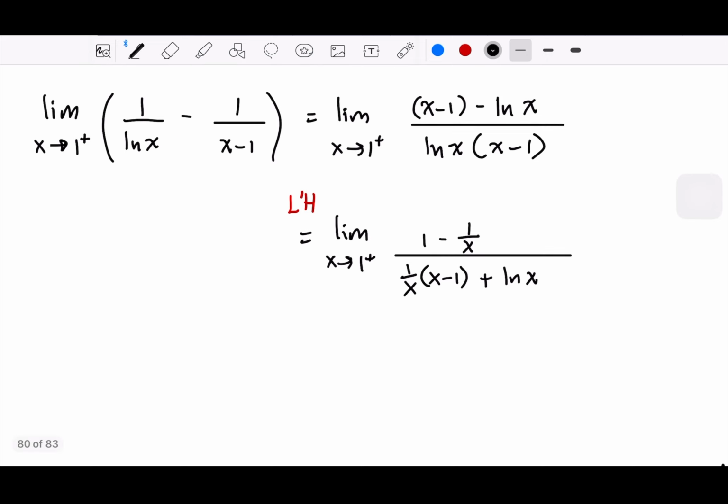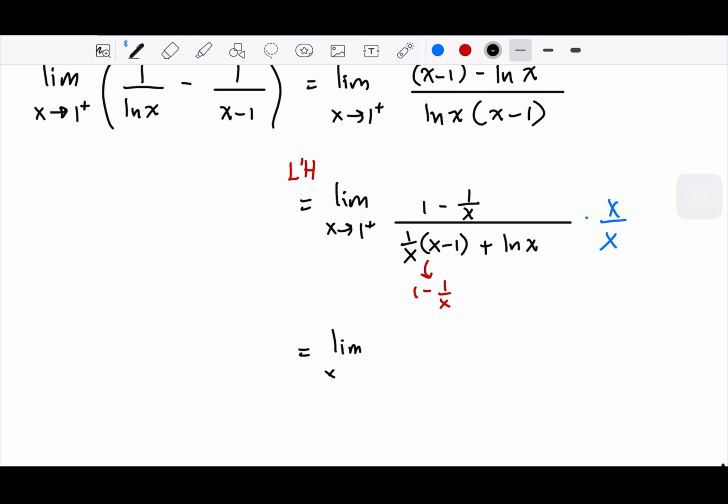Okay, so let's do some simplifications. So this will be 1 minus 1 over x for this one, right? To simplify these fractions, let me multiply this with x over x, just to remove the 1 over x. So x minus 1, and then x minus 1 plus x ln x. And then do we still have a problem? I think we still have 0 over 0.